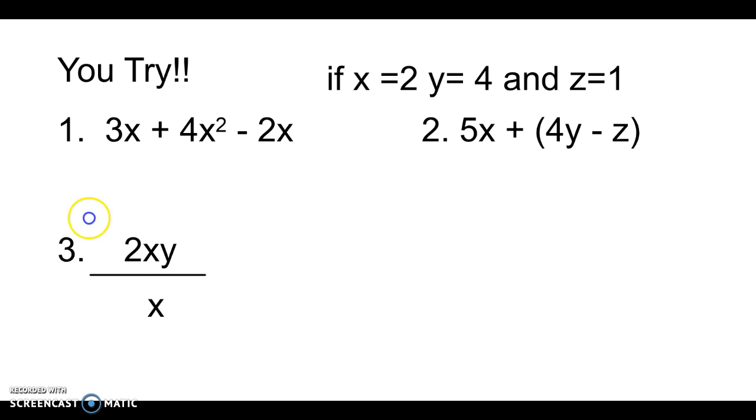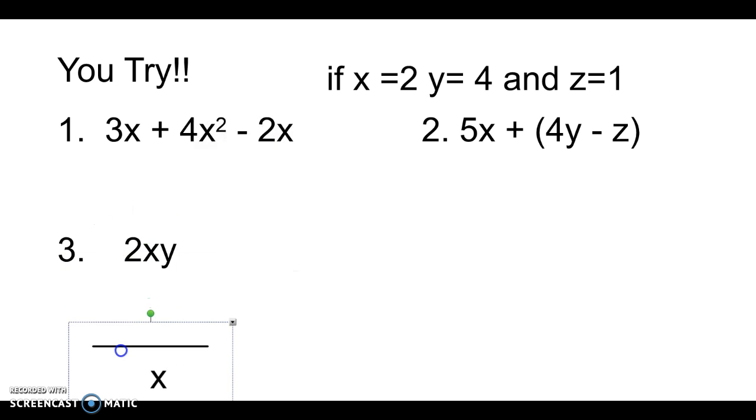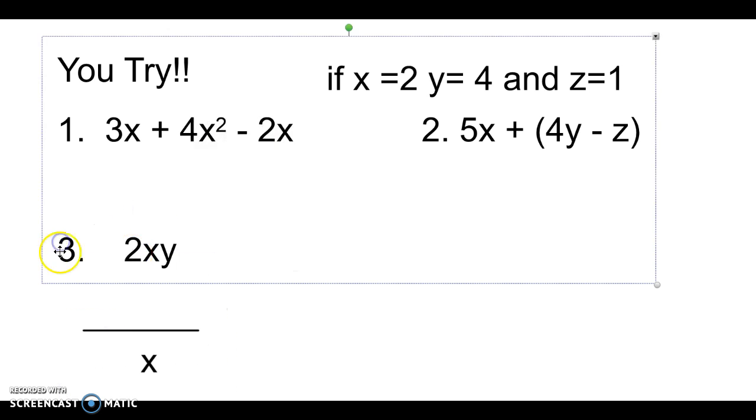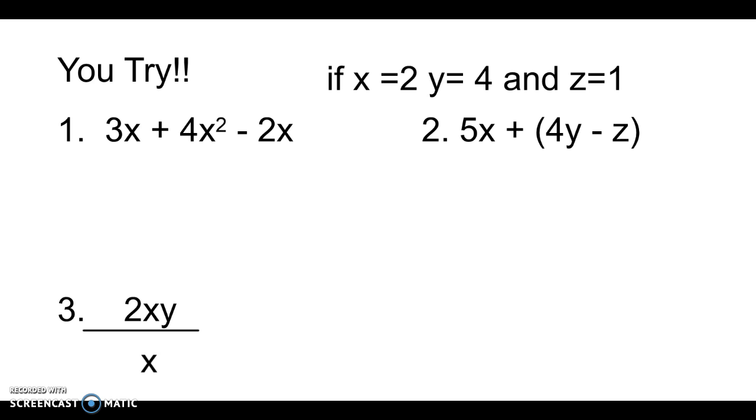Alright guys, so let me move this down. And let's go ahead and work through these problems together. So for number 1, we're going to plug in. The only variable we have is x. So 3 times 2 plus 4 times 2 to the second power minus 2x.